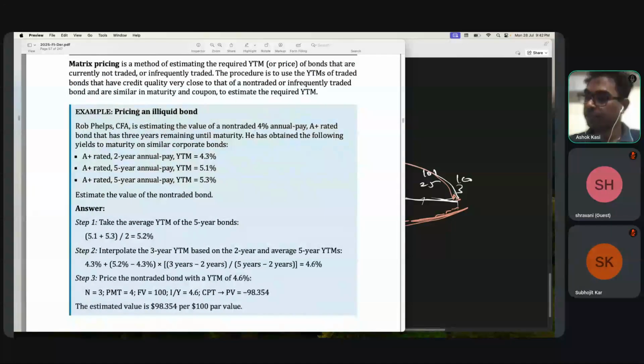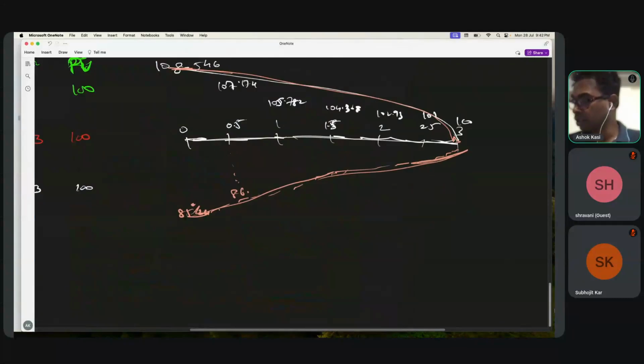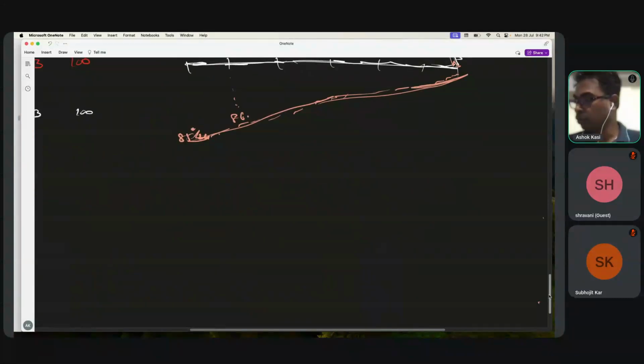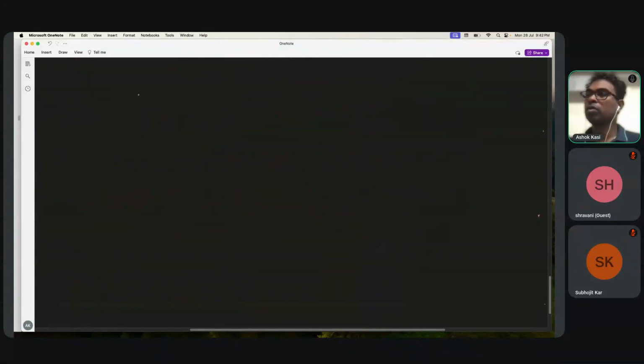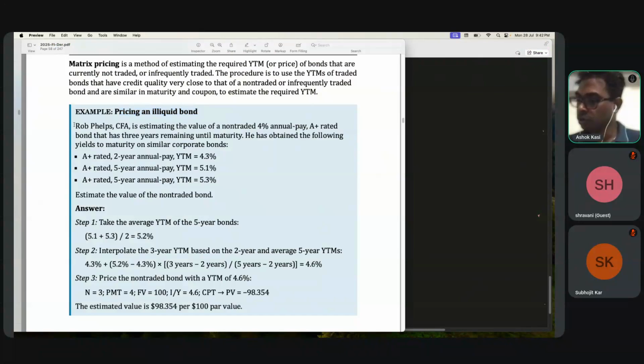Then matrix pricing. Pricing illiquid bond. Okay, this is another segment. Illiquid bond, how will you price? Based on the liquid bond. That means you will find some other similar liquid bond and extract some qualities of the liquid bond, and whatever their price is, proportionately we will calculate our bond which is illiquid. Just go through this question.